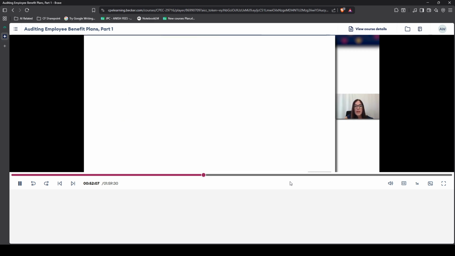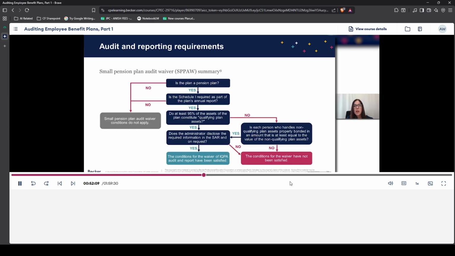Now, your small plans, as we mentioned, are exempt from the audit requirement as long as they're in compliance with the small pension plan audit waiver. Under the audit waiver, all that says is that the plan has to have at least 95% qualifying plan assets. A qualifying plan asset includes your common stocks, your bonds, your mutual funds, your collective investment trusts, your pooled separate accounts, etc. And they also have to provide a summary annual report to the individuals participating in the plan.